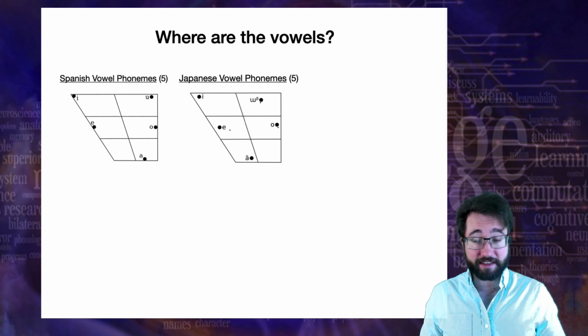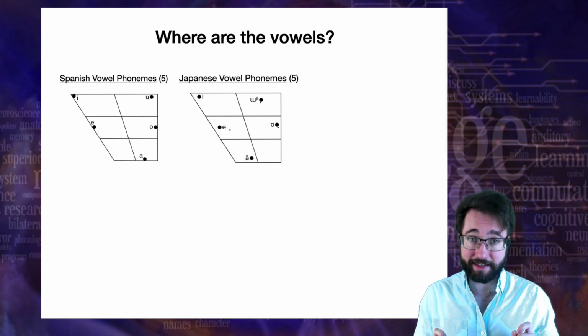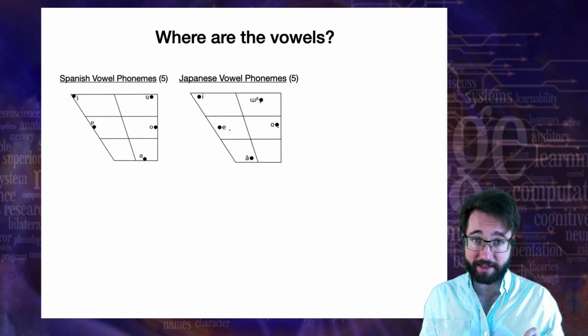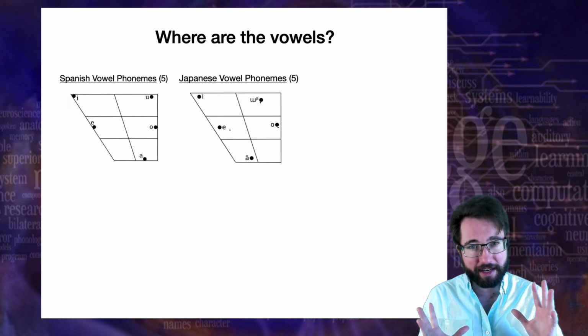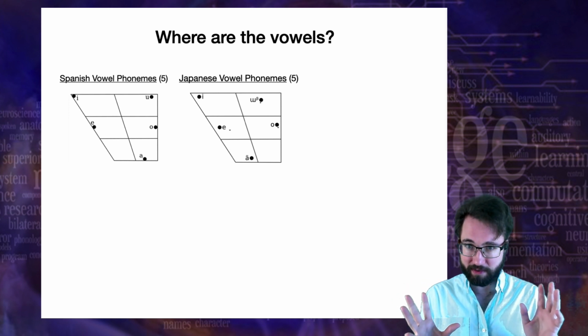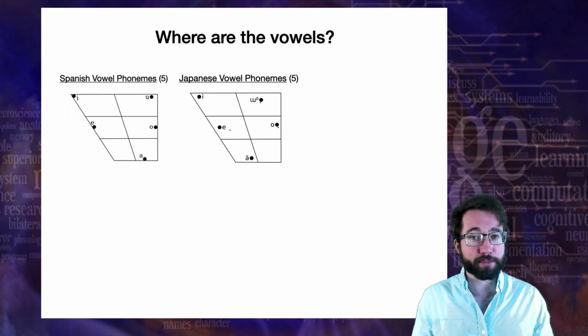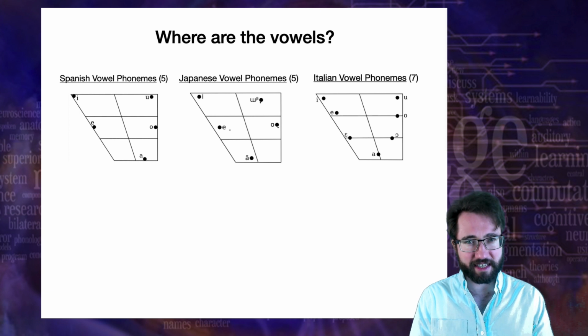So in Japanese, the vowels are I, E, A, O, and U, which are not exactly the same as Spanish, but they're obviously pretty similar to the vowels in Spanish. So we see the same kind of pattern in these two unrelated languages. When you have 5 vowels, then the shape looks approximately like this. So what's going on? Here's an example of a 7-vowel language, Italian.